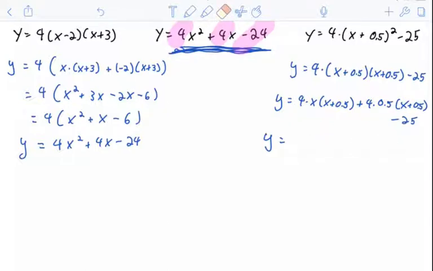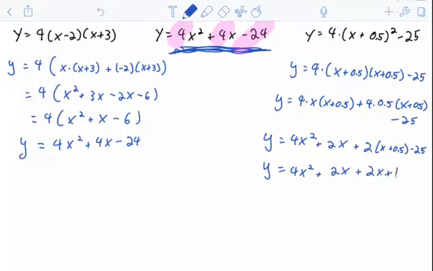This becomes 4x squared plus 4 times 0.5 is 2x plus 2. So this becomes, it's important to take your time when you're expanding, 2x plus 1 minus 25. So now we can combine them all: 4x squared plus 4x minus 24. As we see, the exponents are all the same as these ones, so it's the same. Okay.